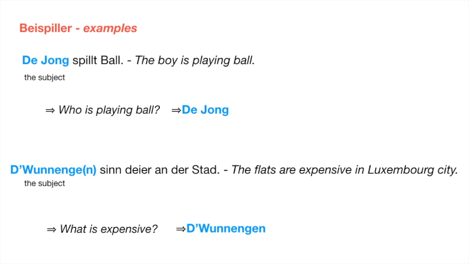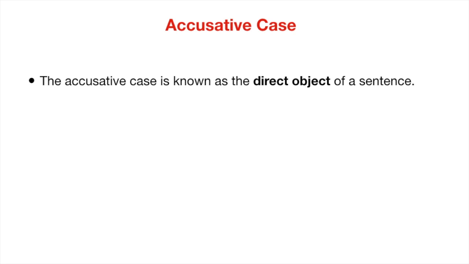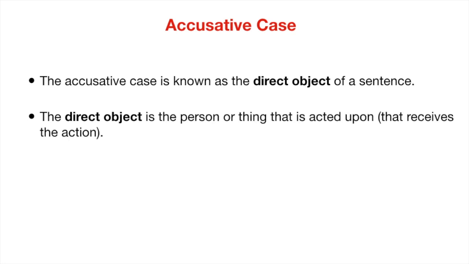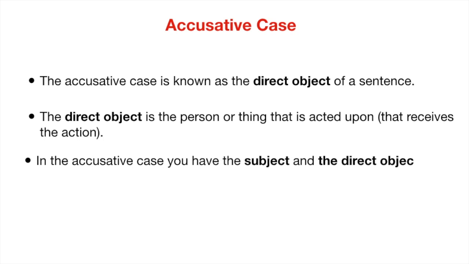Now let's move on with the accusative case. The accusative case is known as the direct object of a sentence. The direct object is the person or thing that is acted upon, so it is the person or thing that receives the action. And in the accusative case, you will have then the subject, as we have seen in the previous examples, and you will have as well the direct object in a sentence.